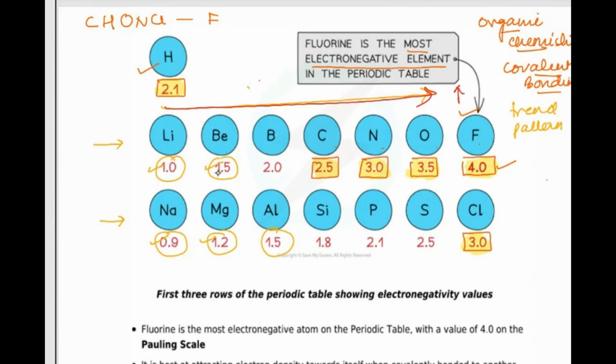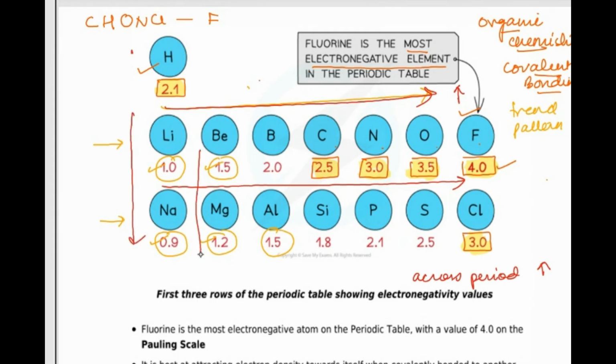Okay, right. So electronegativity, we can see it's increasing. Initially for lithium it's 1, then 1.5, then 2, 2.5, 3, 3.5. And the same goes from sodium till chlorine, 0.9, 1.2, 1.5. So gradually it's increasing across the period. And if you see down the group, in all these cases, when you talk about group 1, when you talk about group 2, down the group it is actually decreasing. Am I right?